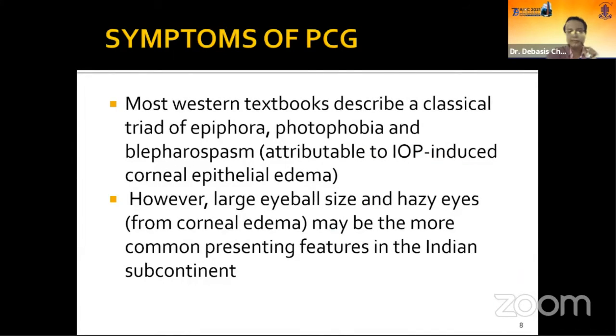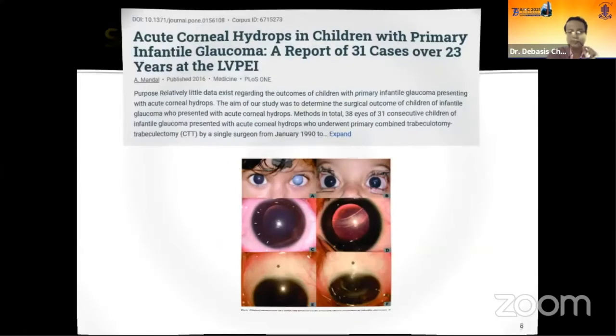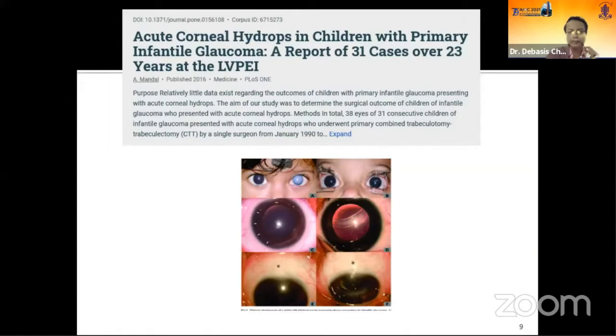Now, what are the primary symptoms of primary congenital glaucoma? Most Western textbooks describe a classical triad of epiphora, photophobia, and blepharospasm. However, in several studies done in India, the primary features are large eyeball size and hazy eyes from corneal edema, because the type of glaucoma we see here is more advanced. Dr. Mandal reported a case series of acute corneal hydrops in children with primary infantile glaucoma, where these children can present with acute hydrops, a sudden onset of haziness of the cornea.